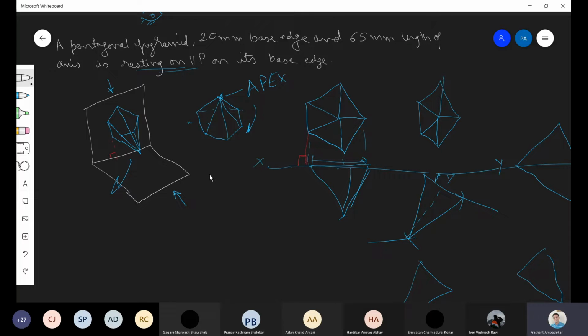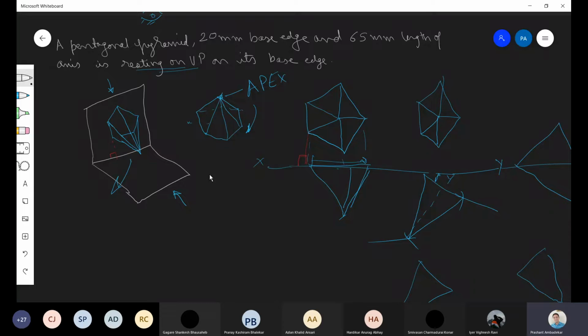Now, if I read the question further, it is resting on VP on its base edge. कहाँ पे रेस्ट कर रहा है? Base edge पर. So if it is resting on VP on its base edge, मतलब मुझे अभी VP में क्या चाहिए? पूरा का पूरा बेस चाहिए? No, I don't want the entire base on the VP. I just want one of the edge.